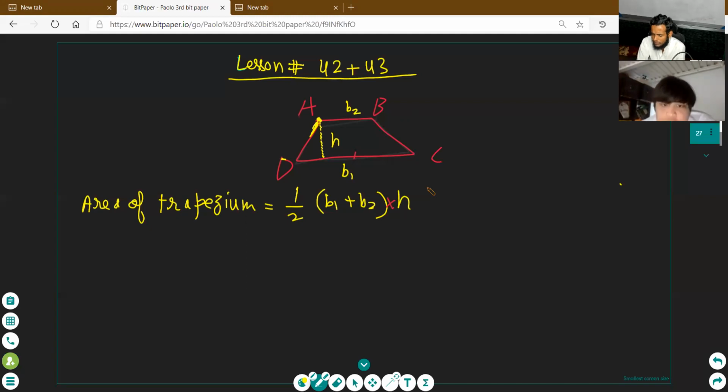Okay, clear. Can you write the area of square formula? Area of rectangle formula?